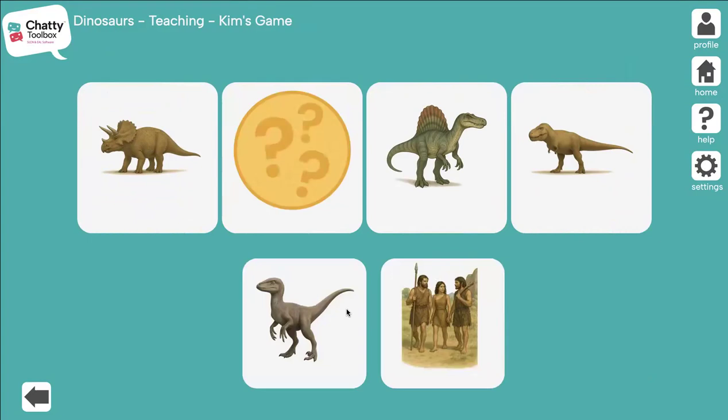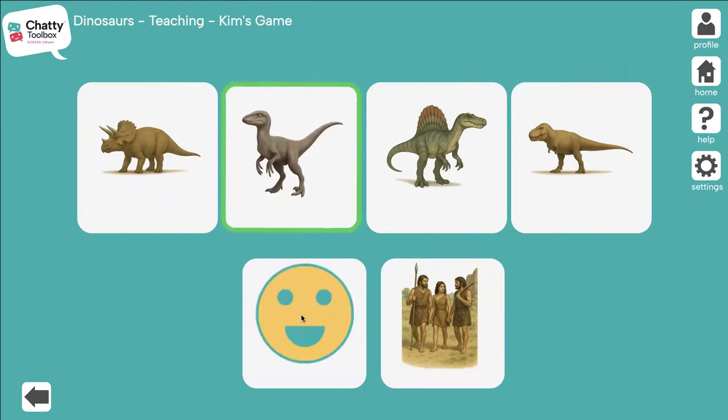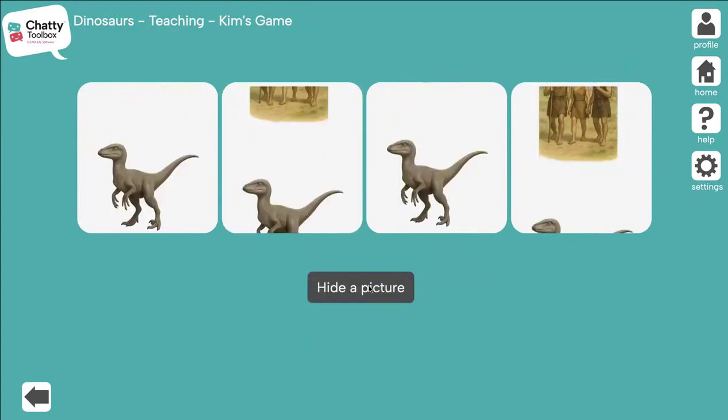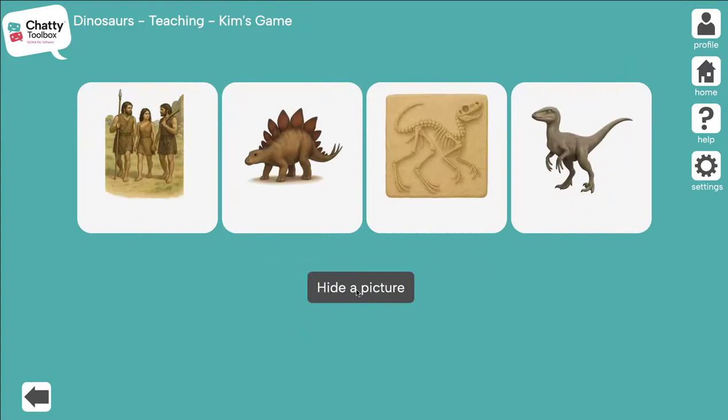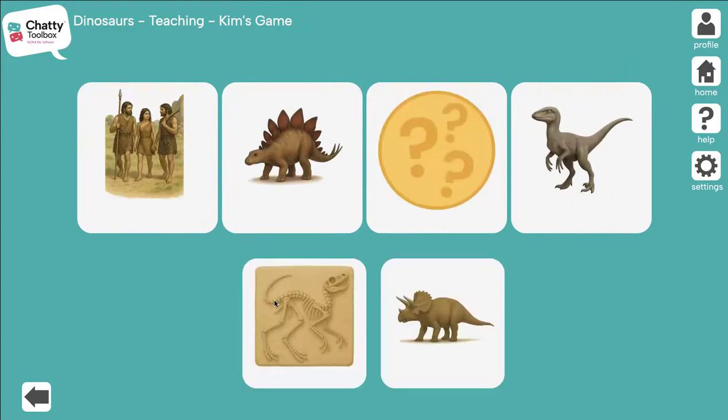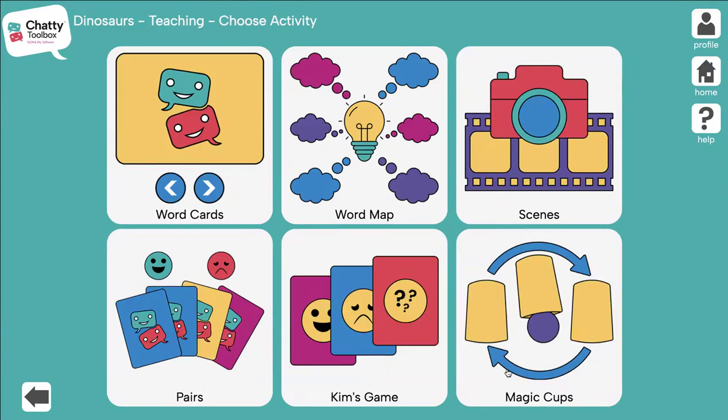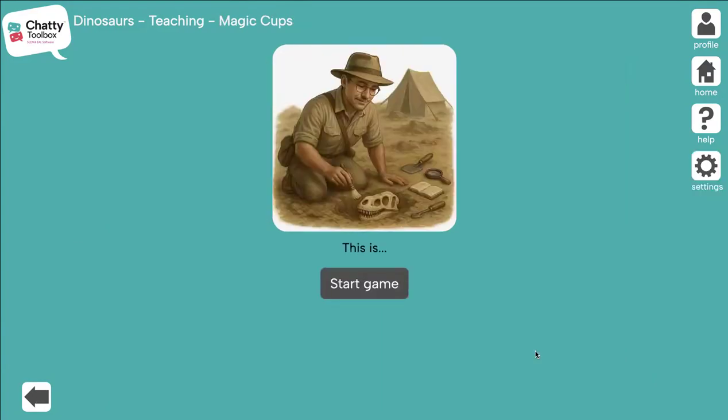Right, which one's disappeared? Is it Velociraptor or Caveman and Woman? It was Velociraptor there. And then you could play again. It will spin them all and then hide one of them. And you've got to remember, was it the fossil or the Triceratops? But obviously it's important to keep saying what each thing is. And a little game called Magic Cups.